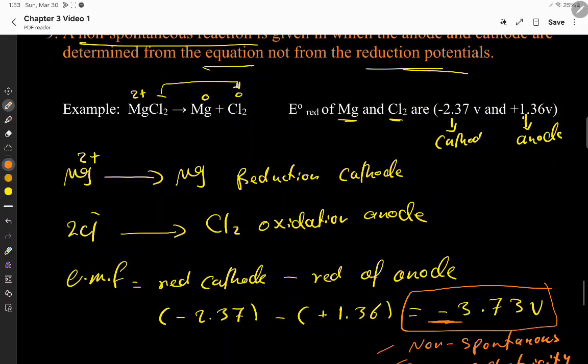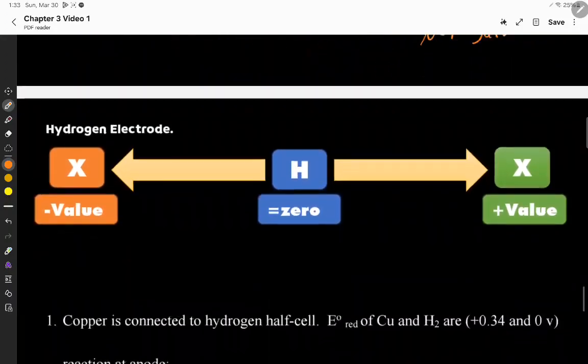So what we need to care about: if you have an equation in front of you, you should determine the anode and the cathode from the equation, not from the reduction potential, especially if the reaction is non-spontaneous, because it will not tell you this is a non-spontaneous reaction. It will just give you the equation and you calculate.